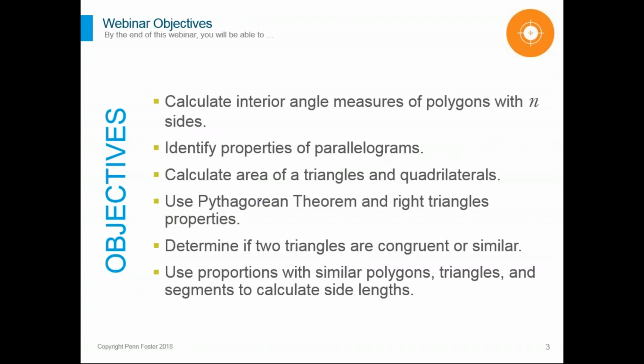Today in this webinar, we're going to go over various kinds of topics that you will find in your lessons or unit. We're going to go over interior angles in polygons. We're going to go over some special polygons like parallelograms and quadrilaterals and see the different properties for these shapes. And also we're going to go over the triangles, areas for triangles, Pythagorean theorem. We will go over congruency and similarity as far as triangles, polygons, and segments.